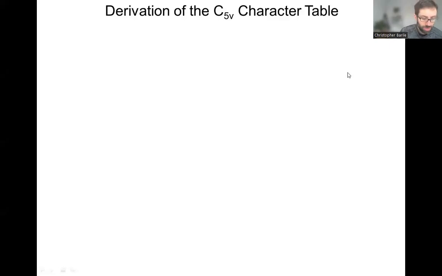All right, so in this video, we are going to be deriving from first principles the C5v character table. And so the first thing that we always do when we derive the character tables is we try to come up with an example molecule to help us visualize things as we're working through this. This isn't a very common point group, and so that's a little harder to do. It's not as instructive.